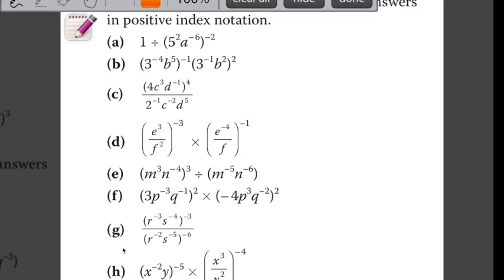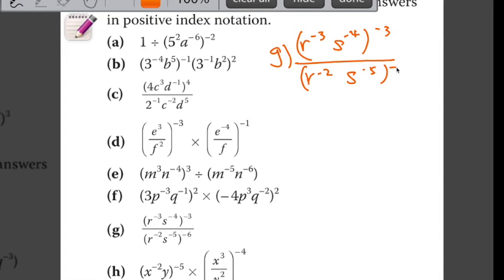Let's go to G. G: r to the power of negative 3, s to the power of negative 4, all to the power of 3 over negative 2, s to the power of negative 5, all to the power of negative 6. So many negatives.